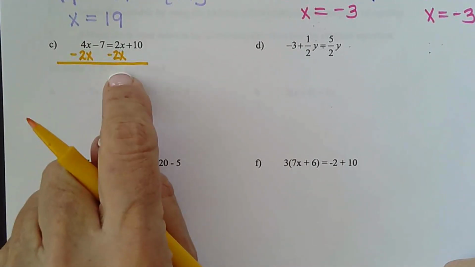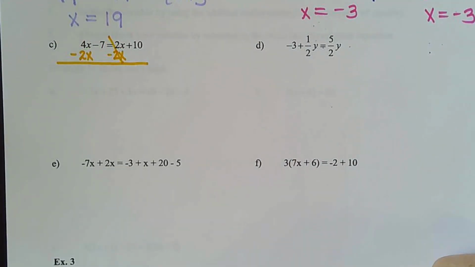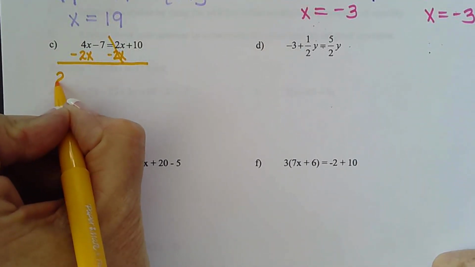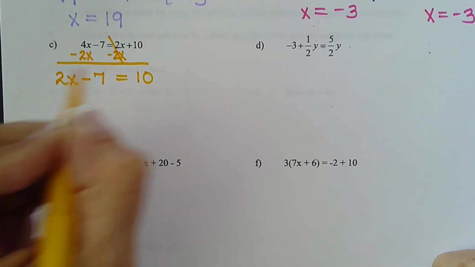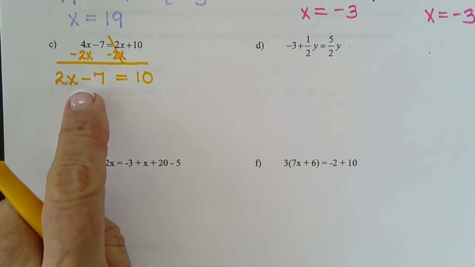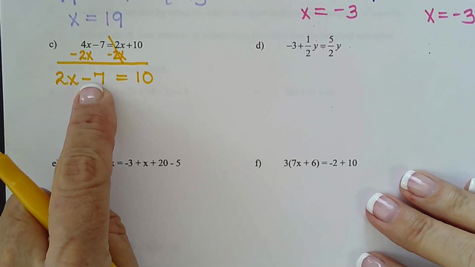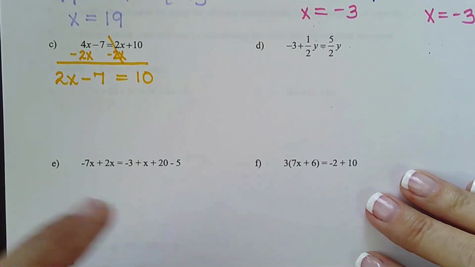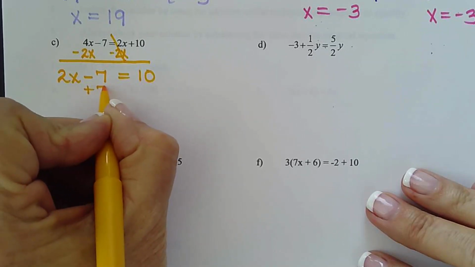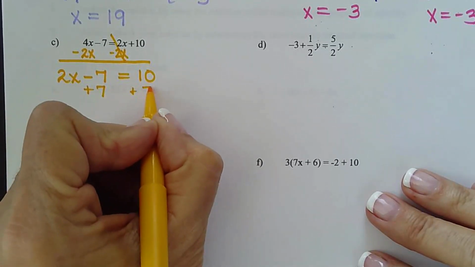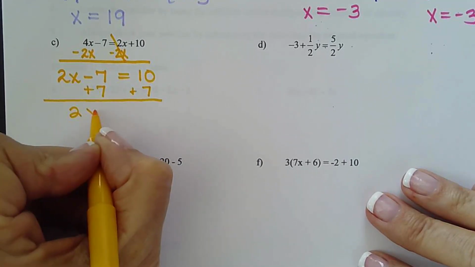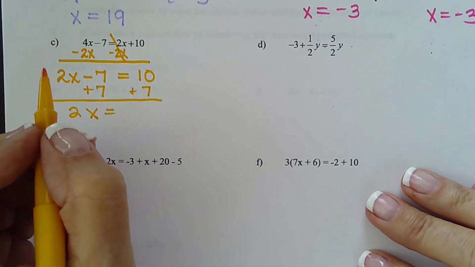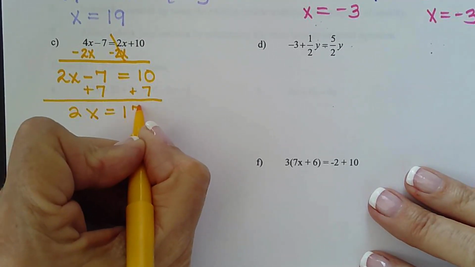Did the opposite, that's +2x. This is -2x, so the x's are gone now from the right hand side. And I'm left with 2x minus 7 equals 10. Now I need everything without an x over to the other side. So +7 plus 7. And that leaves us with 2x equals 17.